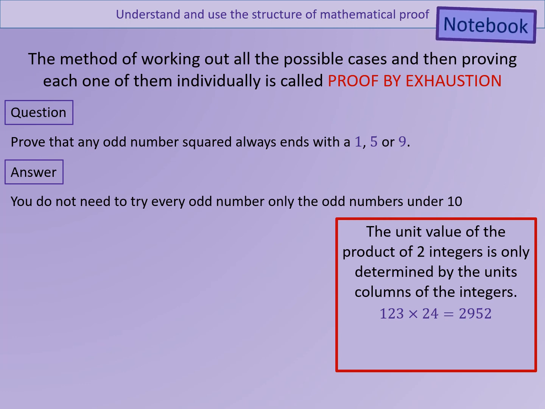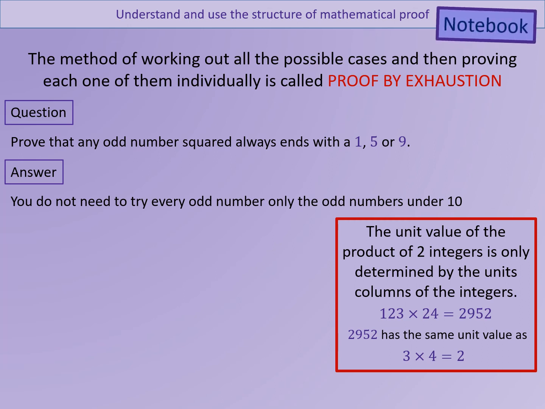So if I'm multiplying two numbers, one of them ends in a 3, one of them ends in a 4, then straight away I know that my product will end in a 2. Because 2952 has the same unit value as 3 times 4. So 3 4s are 12, the unit value of 12 is 2. So as long as we explain that to the examiner, then all we then have to do is look at the numbers 1, 3, 5, 7 and 9.